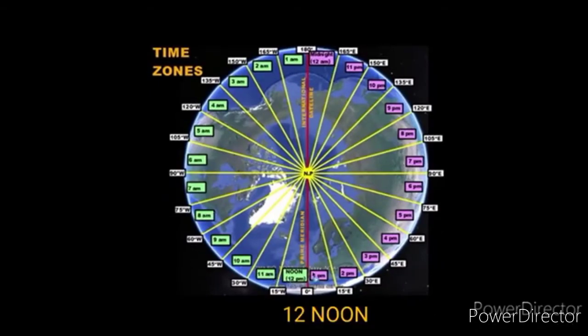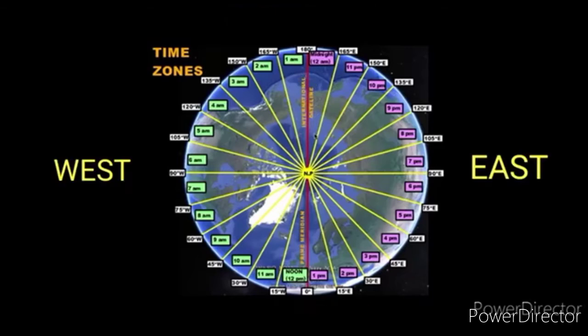So if at the prime meridian line time is 12 noon, then at the international date line time will be 12 am midnight. From the international date line, the new day will start. So it means the international date line is the main starting point of a new day.